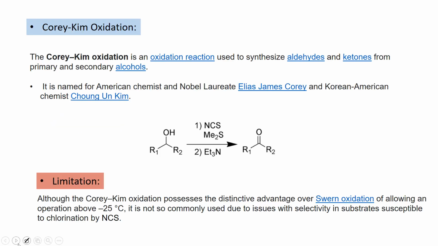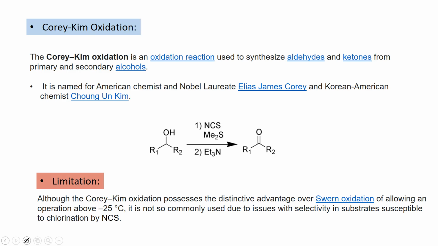So first let's talk about Corey-Kim oxidation. What is Corey-Kim oxidation? The Corey-Kim oxidation is an oxidation reaction used to synthesize aldehydes and ketones by the oxidation of primary and secondary alcohols. It was named for the American chemist and Nobel laureate Professor Corey and the Korean-American chemist Professor Kim.